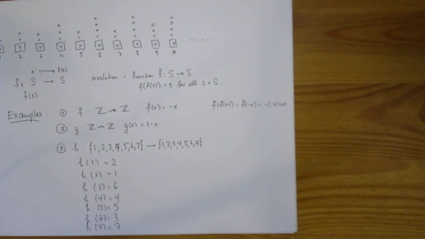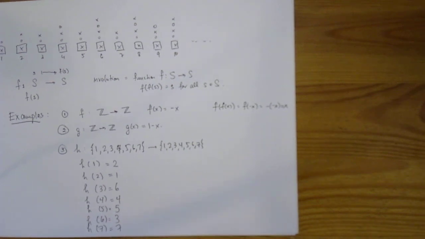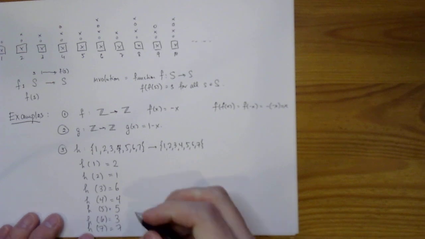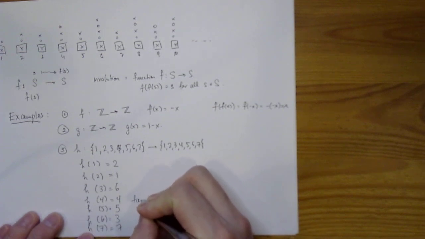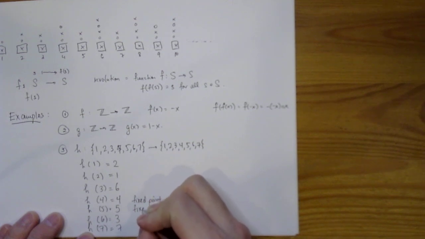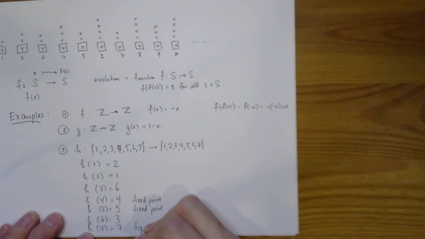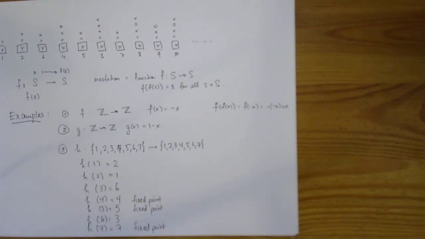One thing about involutions that we are going to care about here is what's called a fixed point. Fixed points are defined for any function, not just an involution. A fixed point is one of these places where the function takes an element to itself. So it doesn't do anything, it doesn't send it anywhere, it sends it to itself. So this function, this h, has 3 fixed points.